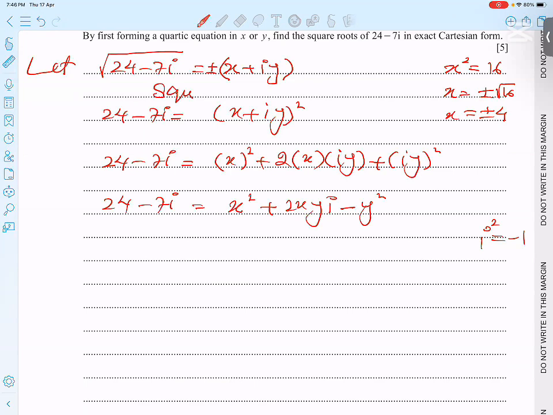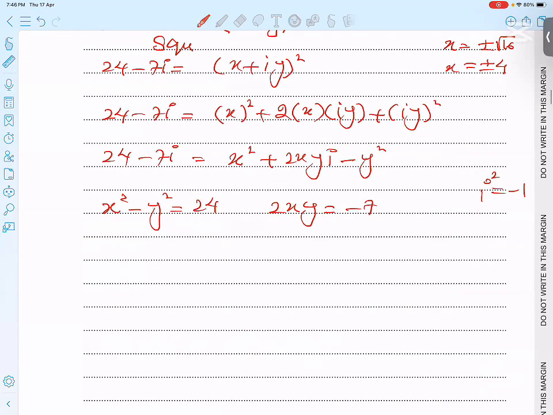Now I got 2 equations. I got a real part, x square minus y square is equal to 24, and the iota part, where 2xy is equal to negative 7. I hope these 2 equations are very clear. I call this equation 1 and this equation 2, and I make y the subject. I'm going to solve them simultaneously, replacing here, so put in 1.